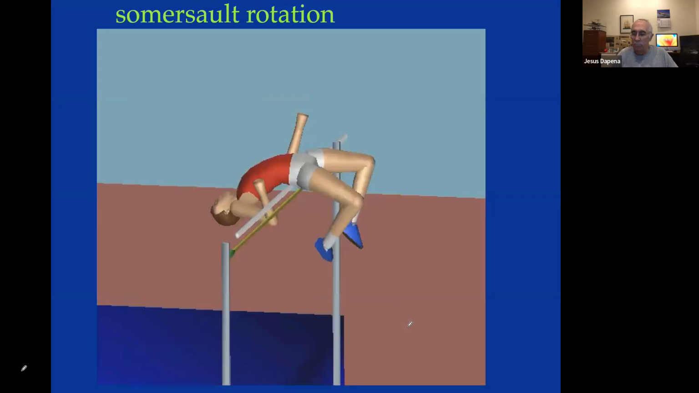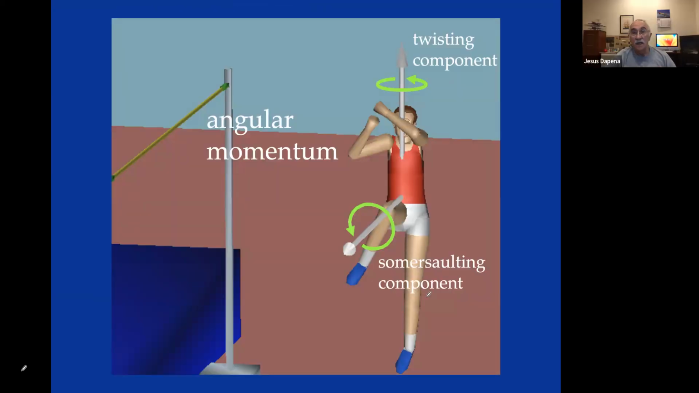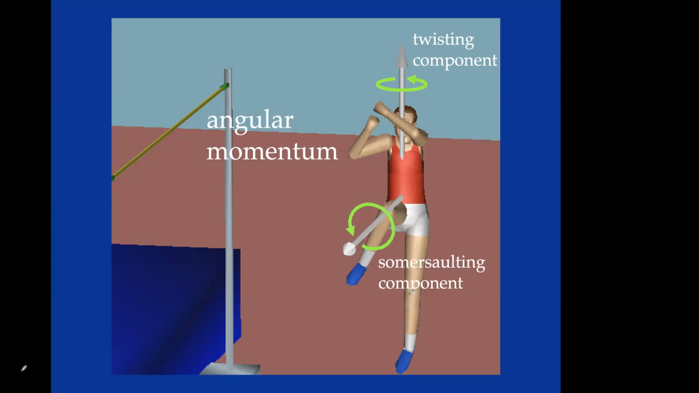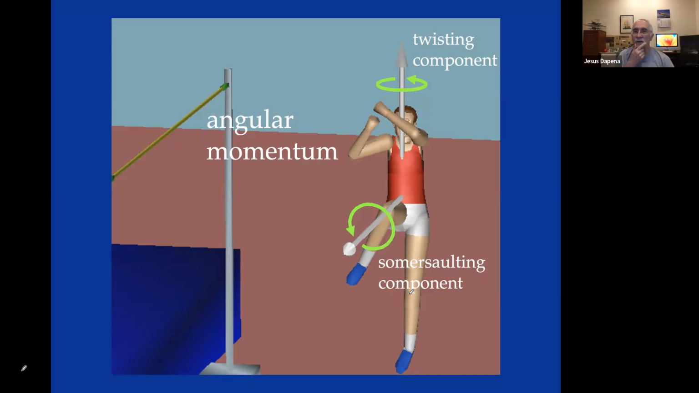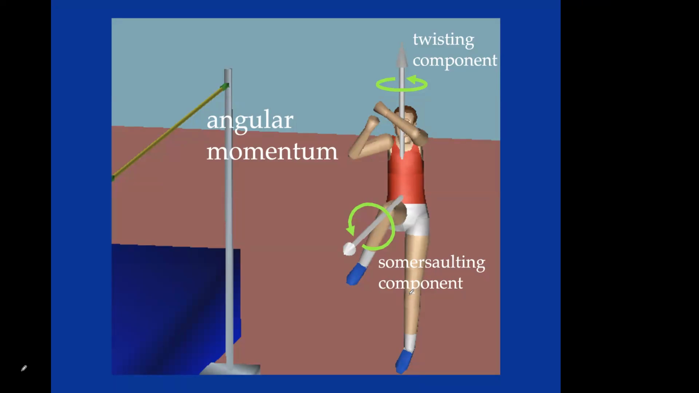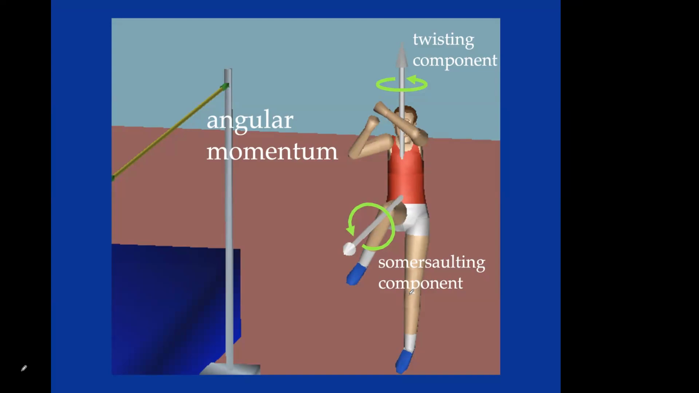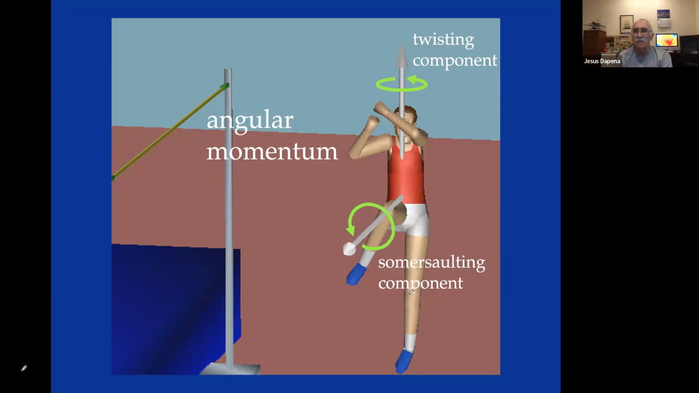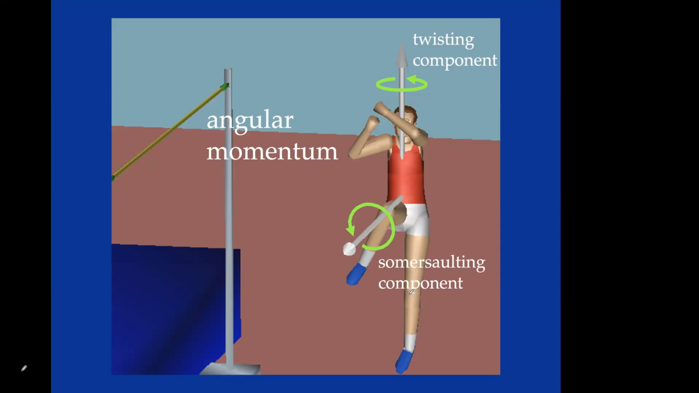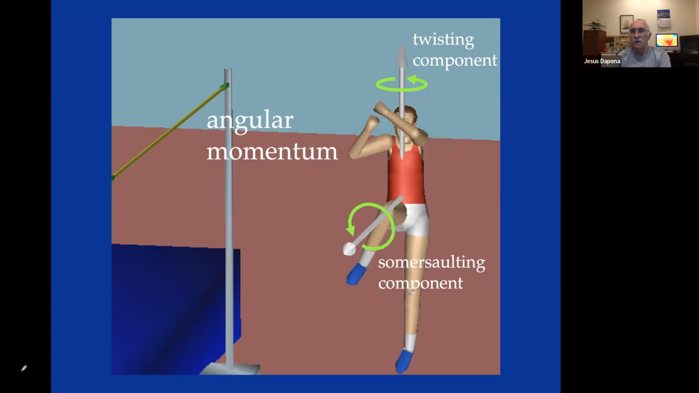Each one of these two rotations, which happen at the same time, requires angular momentum. So we need a twisting component of angular momentum to produce the twist rotation, and we also need a somersaulting component of angular momentum to produce the somersault. In the previous lecture, we talked about the twisting component. I explained how you generate it, and I also explained that the twist rotation is one that normally people do not have a problem with. Sometimes people have problems, but it's very, very rare, very unusual. So today we will talk about the somersaulting component.